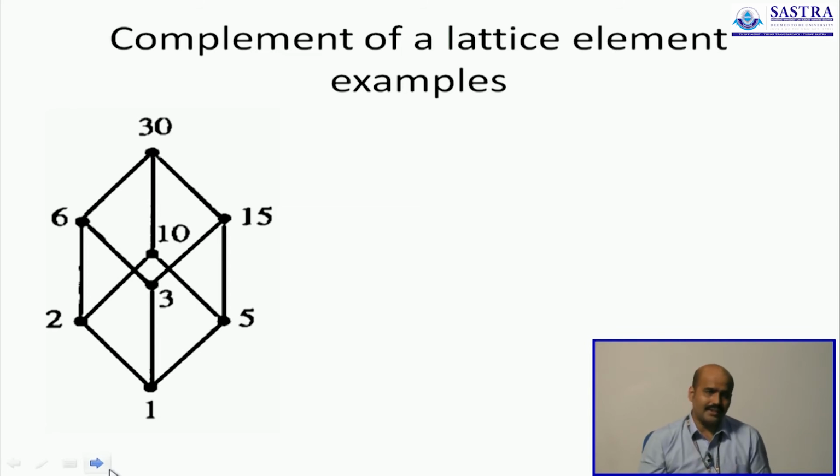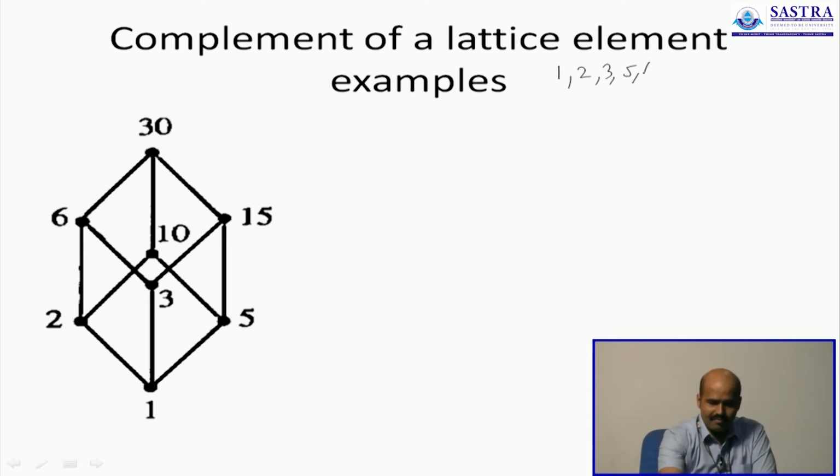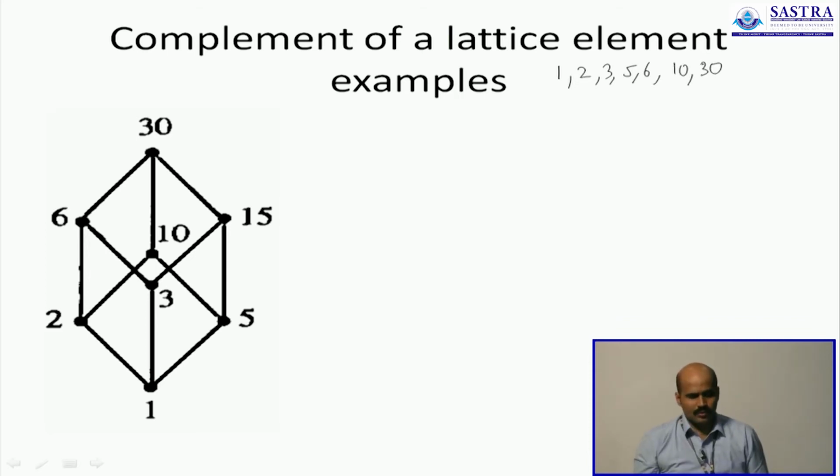Let's take D30 for example. Now D30 takes care of all divisors of 30. 30 has its divisors 1, 2, 3, 5, 6, 10 and 30. Now you should be able to find out that it is a lattice. Okay, I'll leave that part to you. You'll obviously be able to see that it is a lattice.